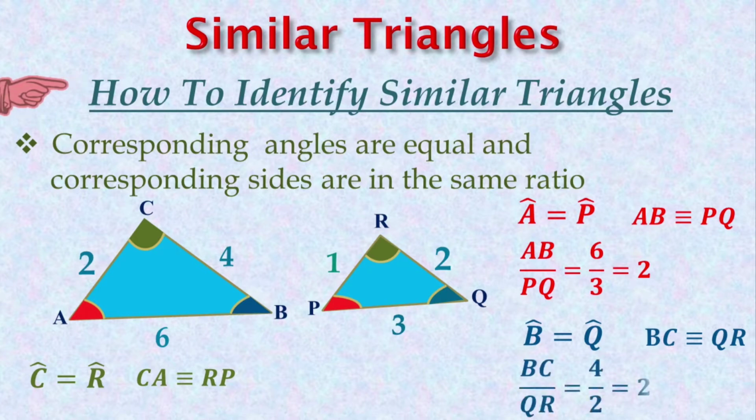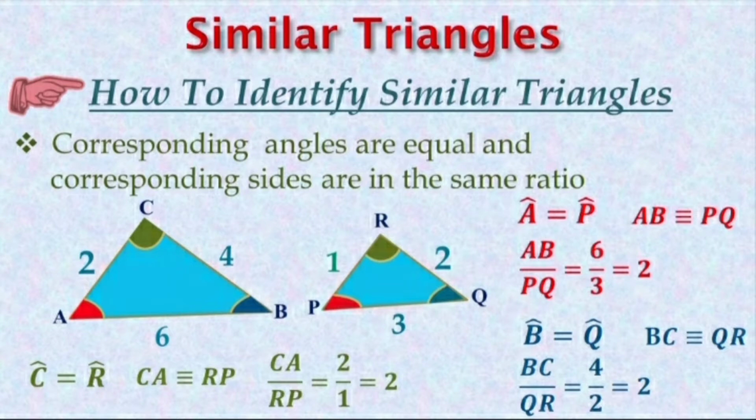BC all over QR will be equal to 4 all over 2, which is equal to 2. And CA all over RP will be equal to 2 all over 1, which is equal to 2. Did you notice something? Yes, the ratio of their corresponding sides are equal.